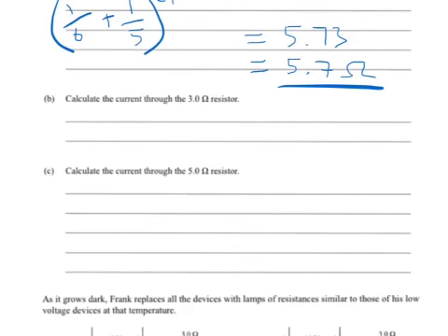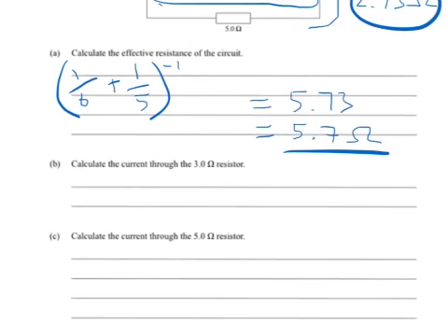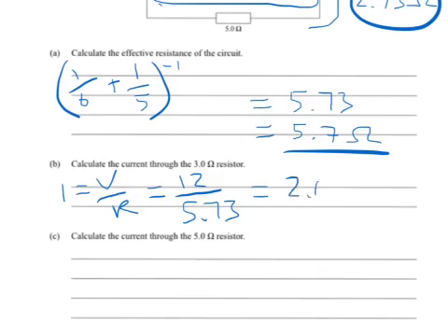B, calculate the current through the 3 ohm resistor. Okay, the trick for this one is knowing that the current through the 3 ohm resistor is the current through the entire circuit. So we've got the total circuit resistance. We can use the total voltage, 12 volts, to find the total current which will be going through there. So it's I equals V over R. Voltage is 12 volts. Total resistance is 5.73 because you use your unrounded value, and that gives you 2.09 amps.